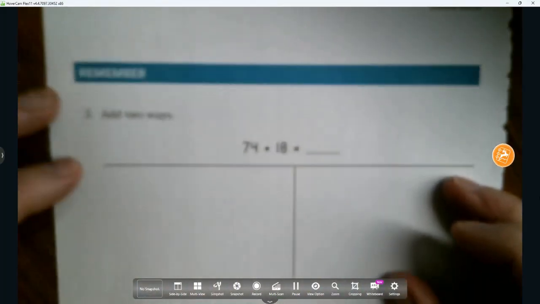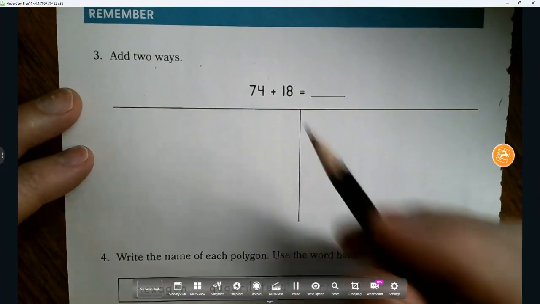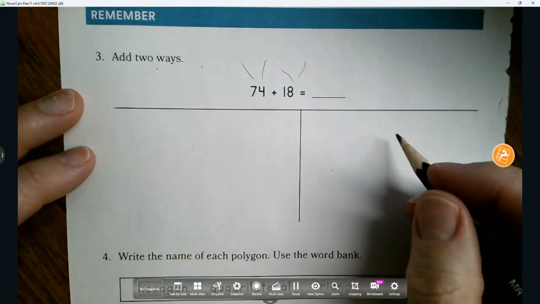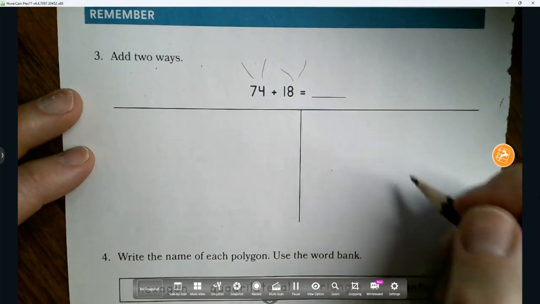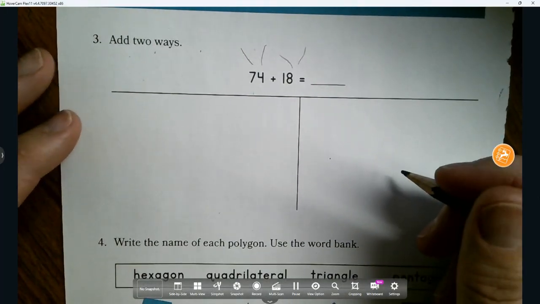Well, look at the back. The back says add 2 ways. So you've got to add this up 2 ways. You could break it apart if you want. You could do a place value chart over here and the standard algorithm, stacking the numbers on top of each other. Whichever 2 ways you want.